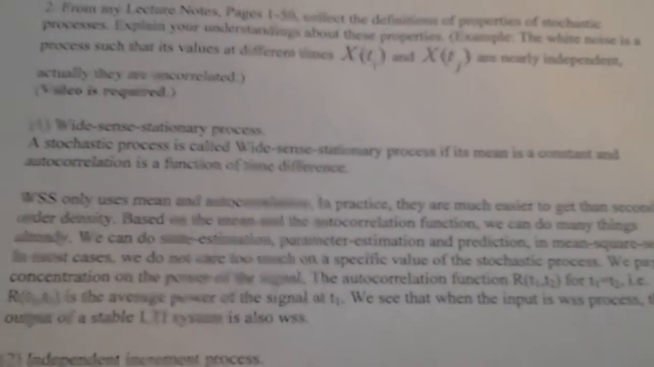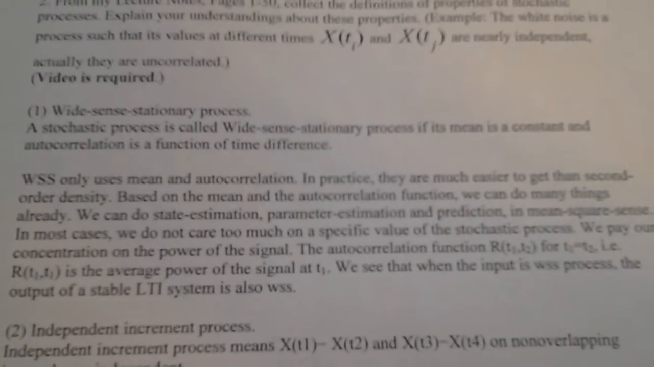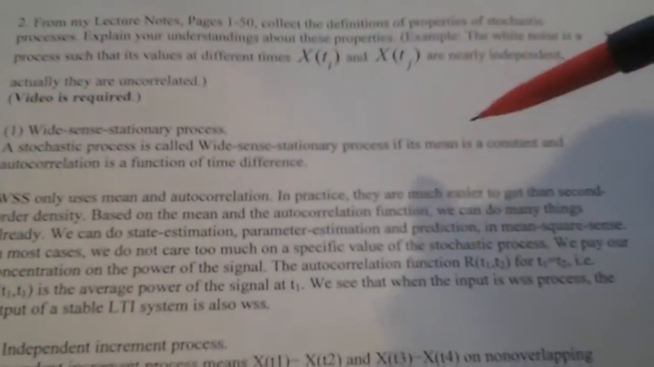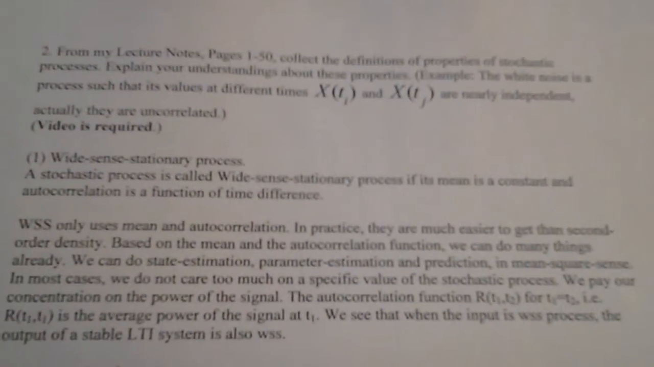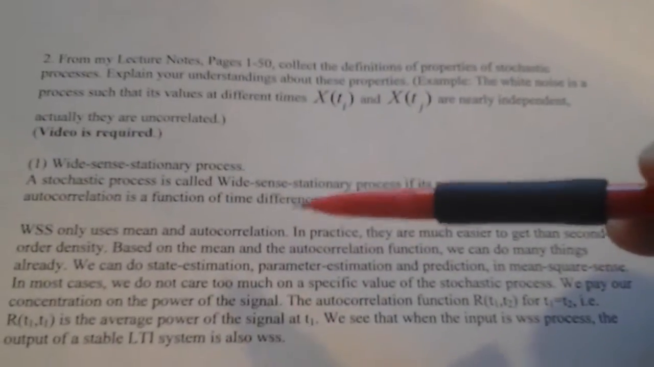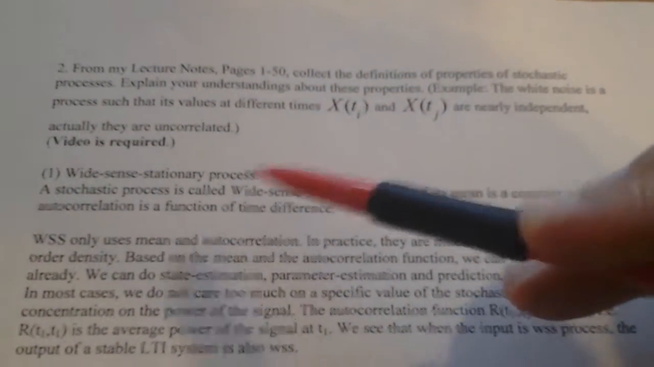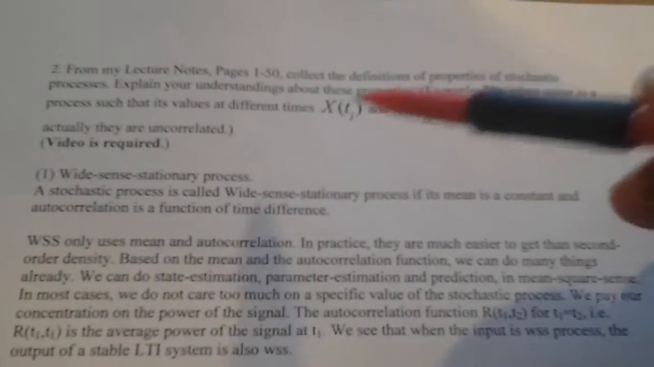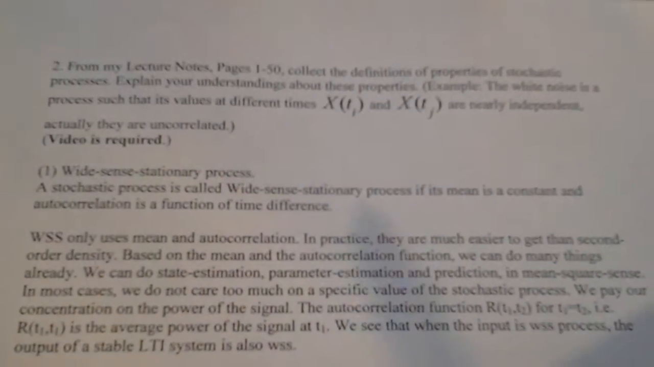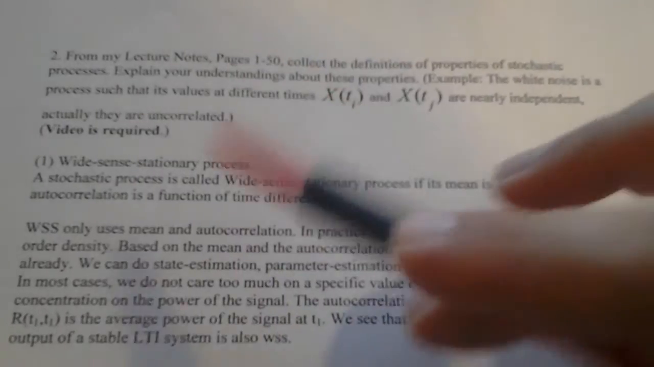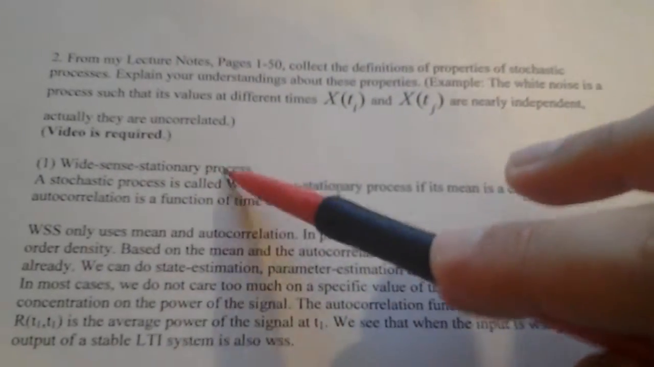All right, so let's discuss wide sense stationary. We've talked about it in previous homework assignments. Basically, it's defined by a process such that the mean is a constant, and the autocorrelation term is a function of a time difference. If we have these two, we can call a given stochastic process wide sense stationary. Notice how we only use the mean and autocorrelation to define WSS.